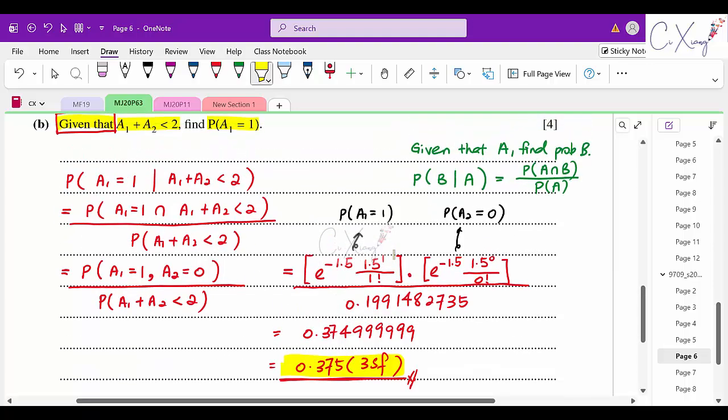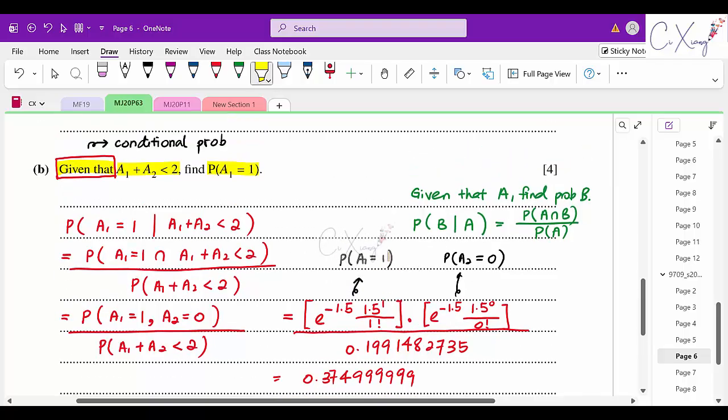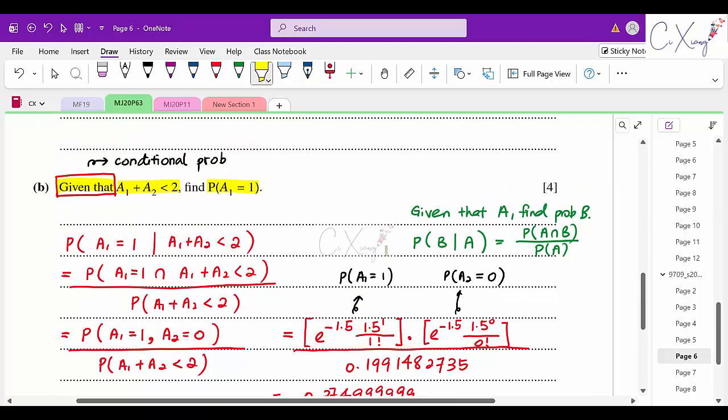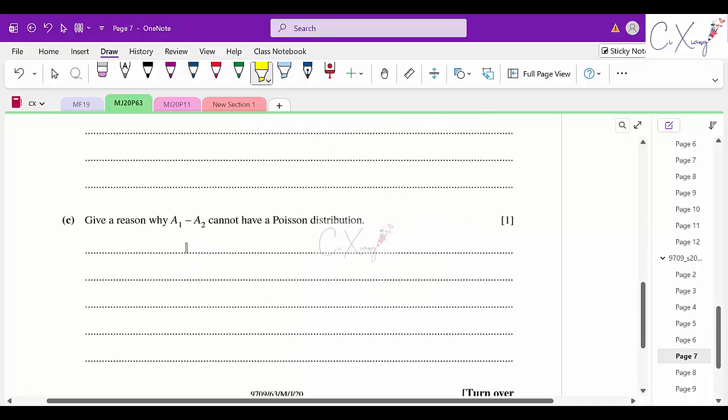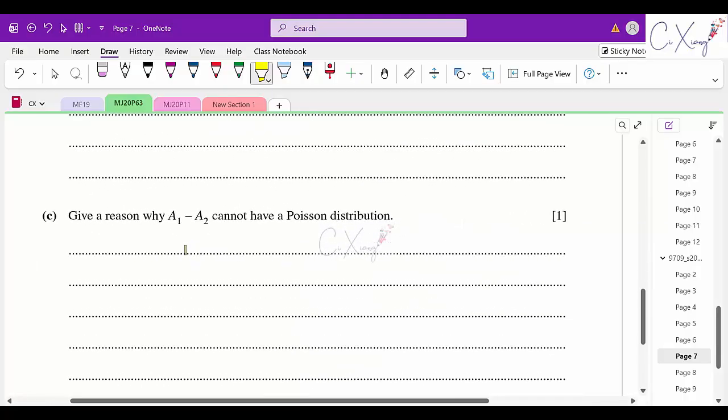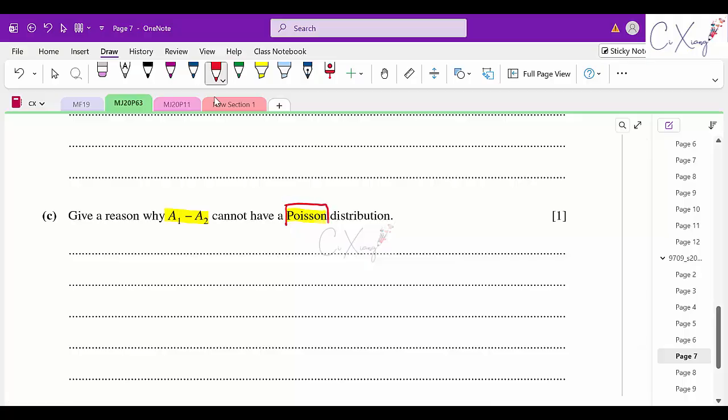Okay, then again, for this one, you just need to make sure that you recall a little bit about conditional probability when they give you the keyword "given that". Right, then let's have a look at part C. They are asking you to give a reason why A1 minus A2 cannot have a Poisson distribution. For a Poisson distribution, it has a very special characteristic where the mean and also the variance have the same value.